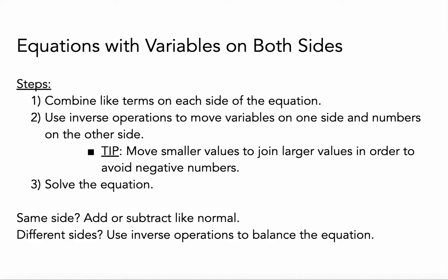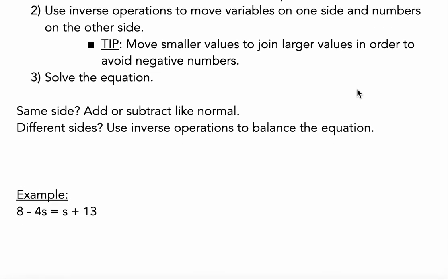And lastly, once you have that set up, you basically have a one-step or a two-step equation, and you can solve the equation normally. So as a reminder, if you have like terms that are on the same side, you can add or subtract them like normal to combine them. And if they're on different sides, then you need to use inverse operations to balance the equation. All right, let's take a look at an example.